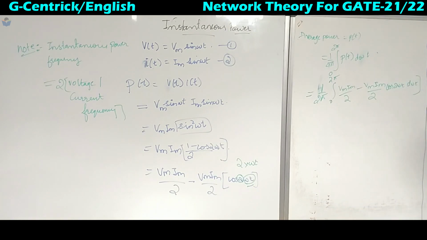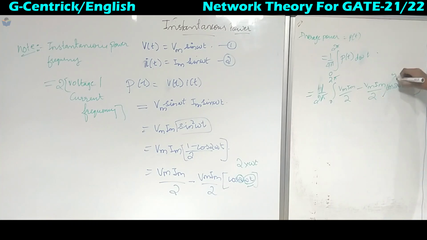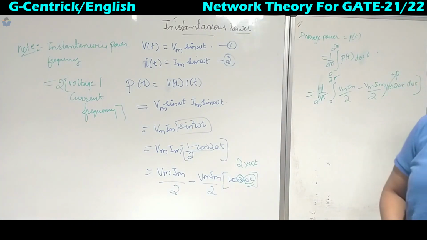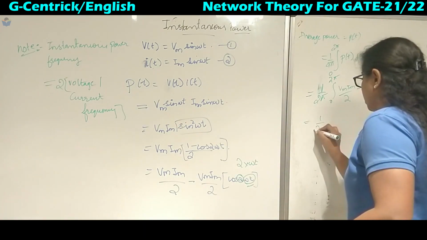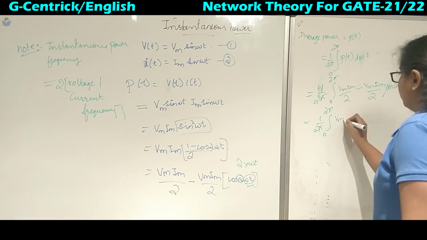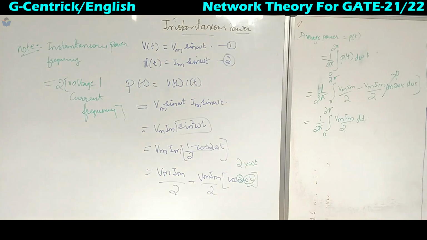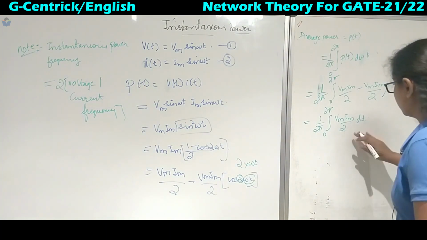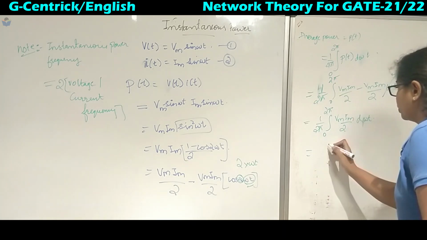So now if I integrate this one cos term, it will become minus sin. If I substitute the upper limit, that is 2 pi, this whole term will be 0, because sin pi or sin 2 pi will be 0. So we are only left with 1 upon 2 pi from 0 to 2 pi Vm Im by 2 d omega t. So now if I do it, what will I get?